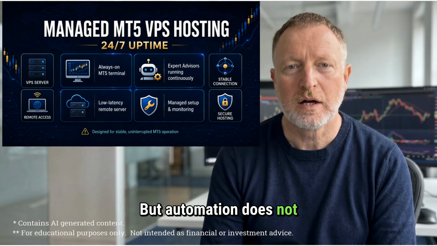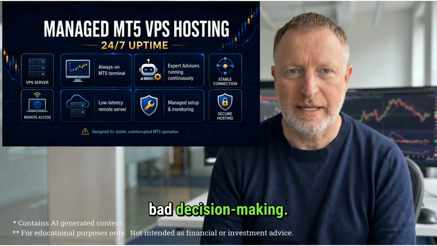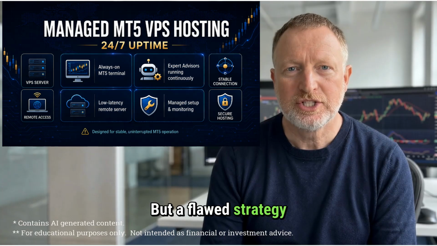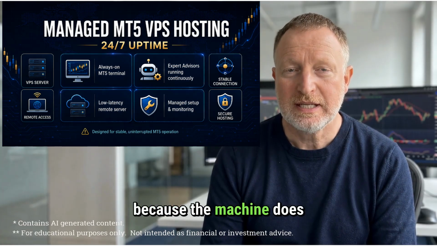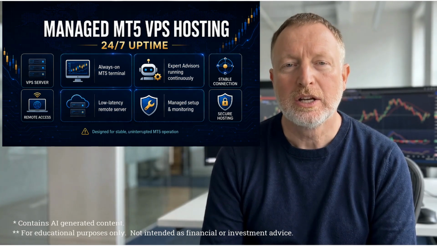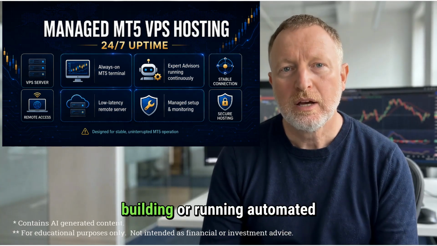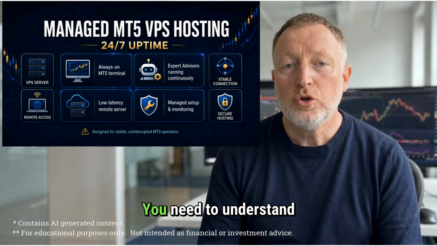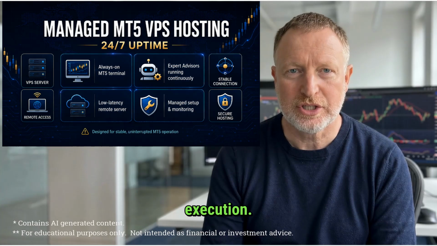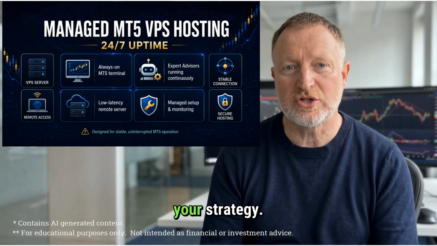But automation does not remove risk. In fact, it can amplify both good and bad decision-making. A strong strategy can be executed with discipline, but a flawed strategy can lose money faster because the machine does exactly what it is told to do. No hesitation, no second guessing, no common sense. That is why understanding the product matters before building or running automated systems. You need to understand the market. You need to understand leverage. You need to understand execution. You need to understand your broker. And you need to understand the limits of your strategy.